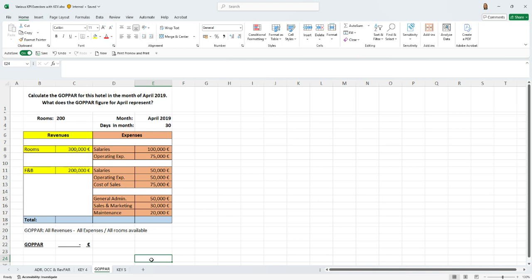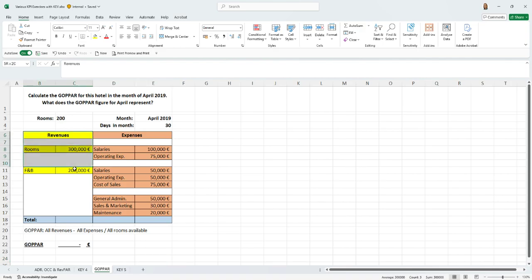Okay, so here we have a short exercise to calculate the GOPPAR of a hotel, to measure and analyze the performance in the month of April. As we know, GOPPAR is always done retrospectively, so for the past month or past performance, could also be a year if we like. Normally we track it on a monthly basis in order to see how the property was doing, because we're comparing all revenues with all expenses.